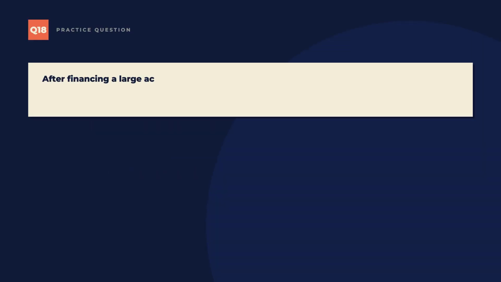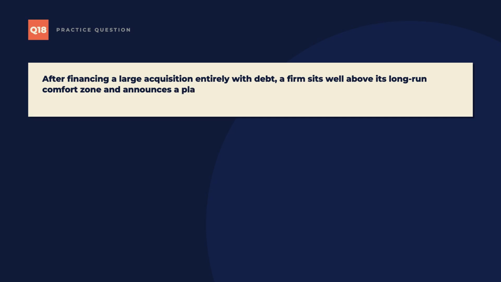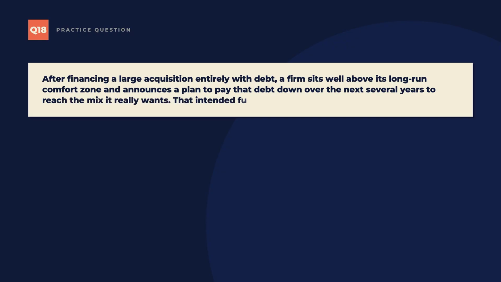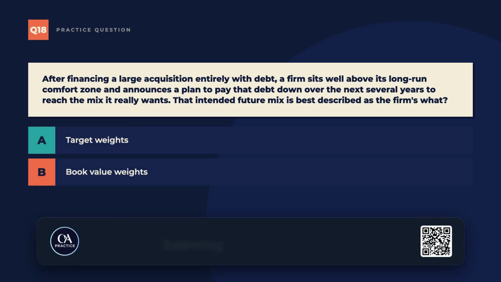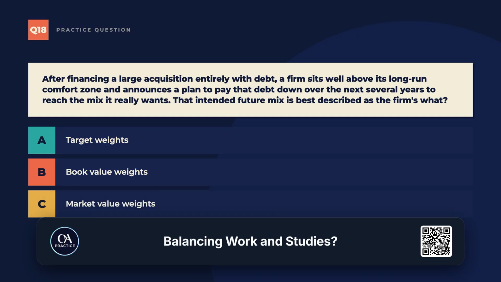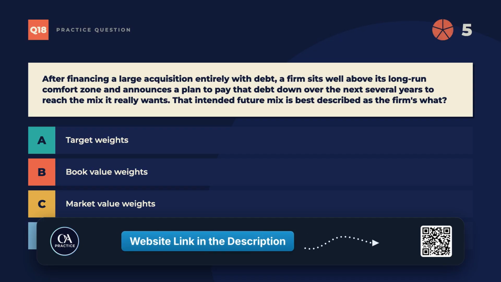Question 18. After financing a large acquisition entirely with debt, a firm sits well above its long-run comfort zone and announces a plan to pay that debt down over the next several years to reach the mix it really wants. That intended future mix is best described as the firm's what? Your options are A. Target weights, B. Book value weights, C. Market value weights, D. Contribution margin. Take a second. Which answer would you pick?